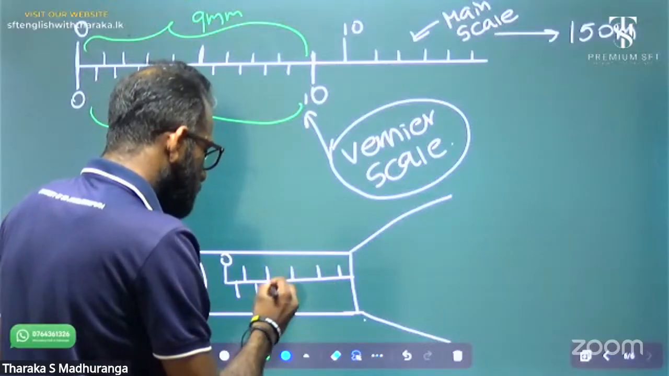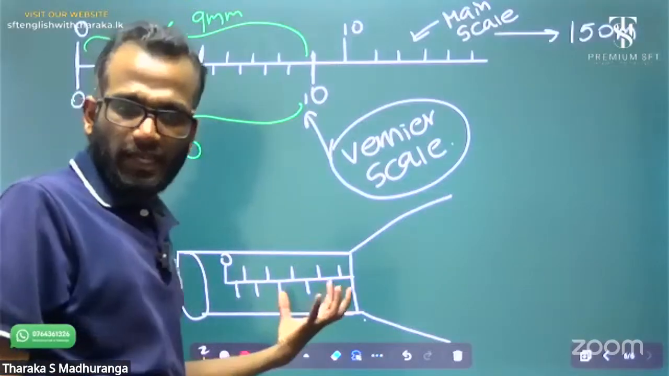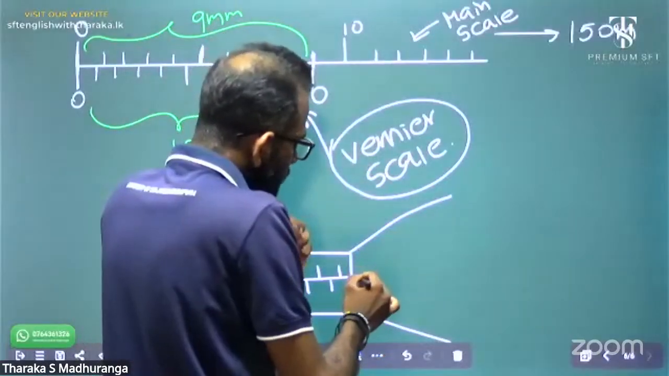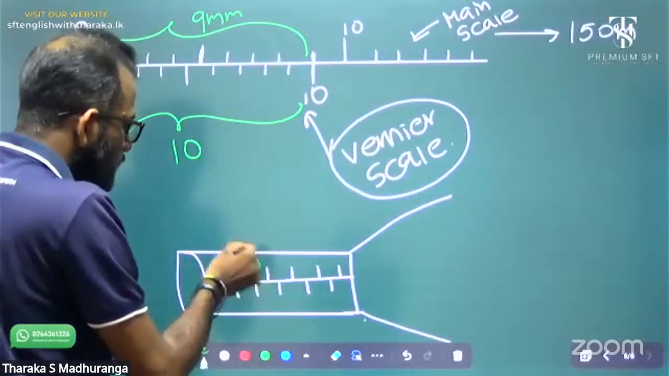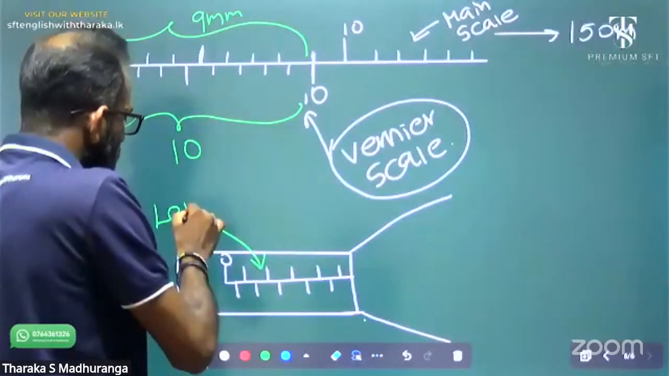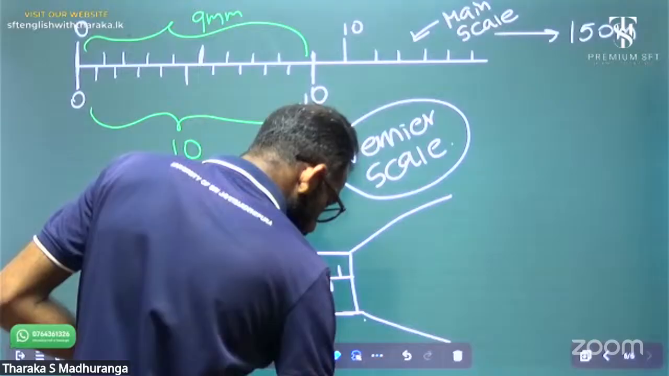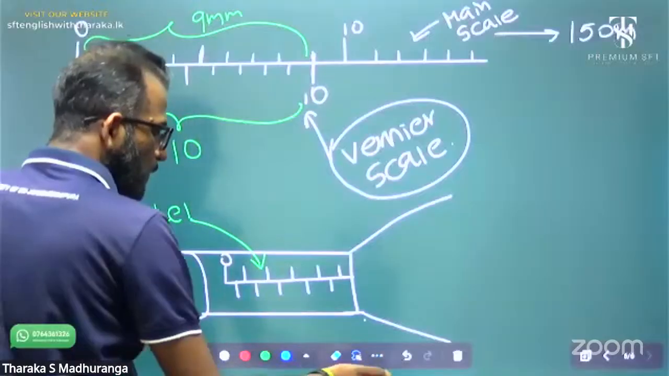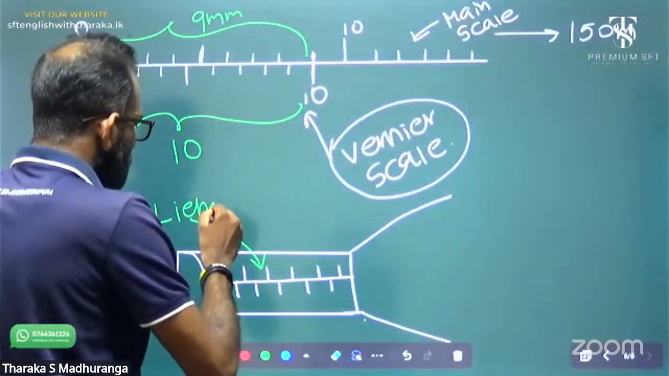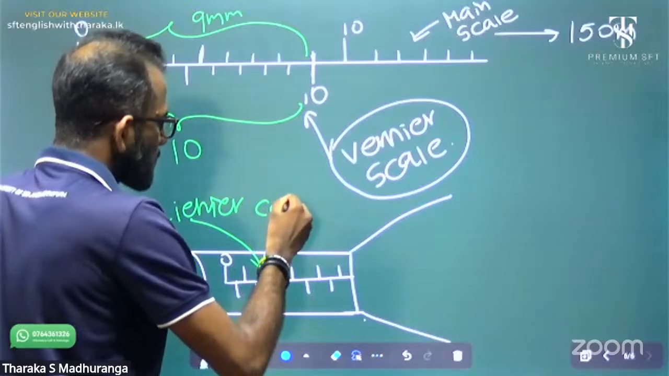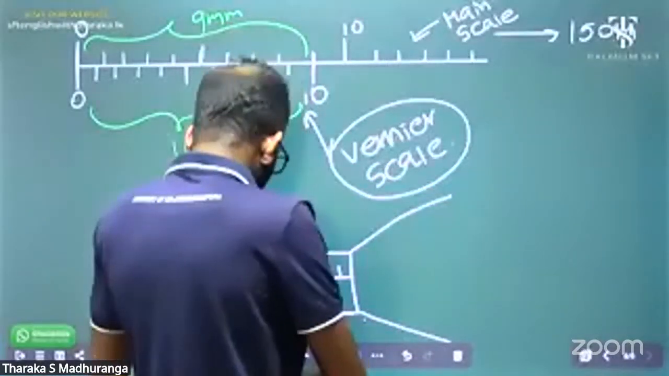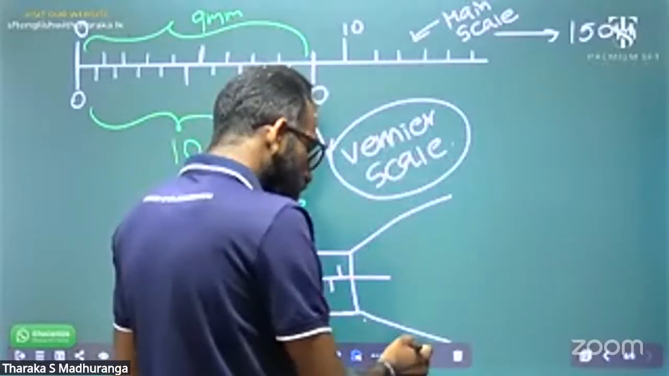In the micrometer screw gauge there is a linear scale like this: 0, 1, 2, 3, 4, 5, with 0.5 divisions. Think of this as a linear scale. Some amount of parts on the linear scale are divided into identical parts using a circular scale.